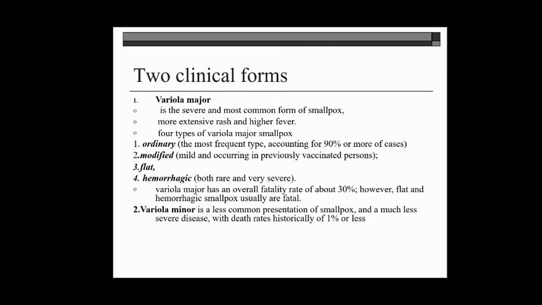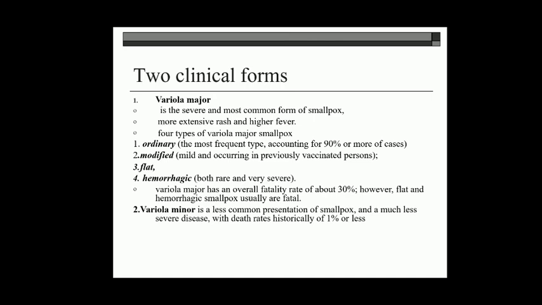The first one is ordinary. You can see here it is the most frequent type, accounting for 90% of the cases. And modified means these are occurring in previously vaccinated patients. Nothing but one patient is vaccinated against smallpox, unfortunately he is reinfected.